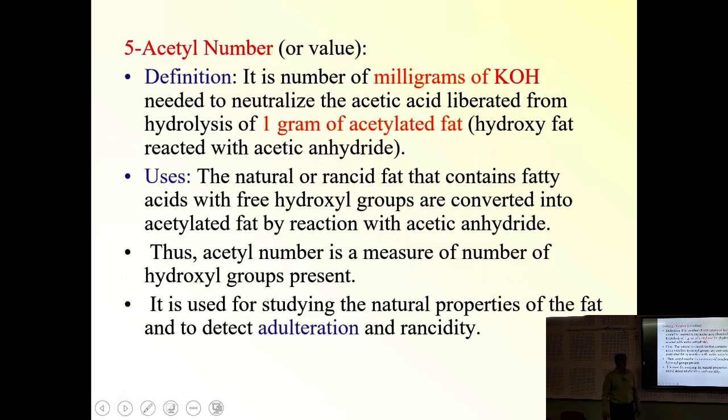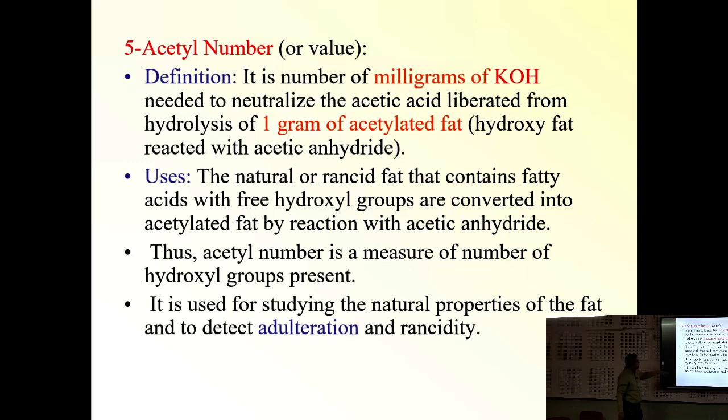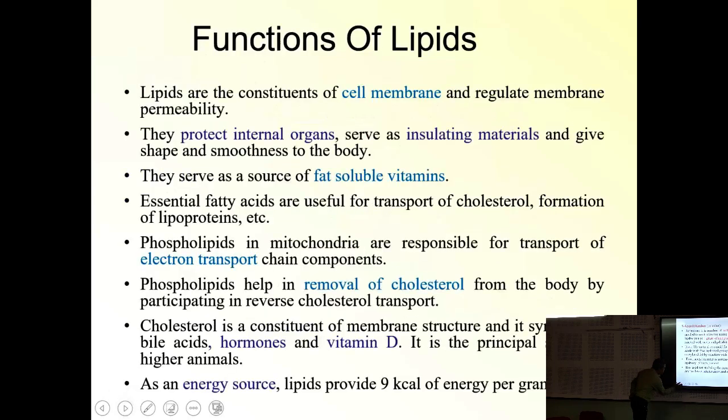Now, acetyl number. This acetyl number or value is the number of milligrams of KOH needed to neutralize the acetic acid liberated from the hydrolysis of 1 gram of acetylated fat. Natural or rancid fat also contains fatty acids with a free hydroxyl group, which is also acetylated. Thus, the acetyl number is also a measure of the number of hydroxyl groups present, and it is used for studying the natural properties of fat or its adulteration.